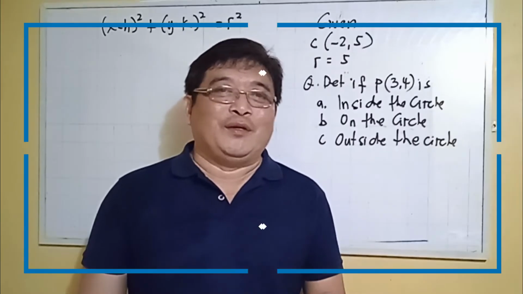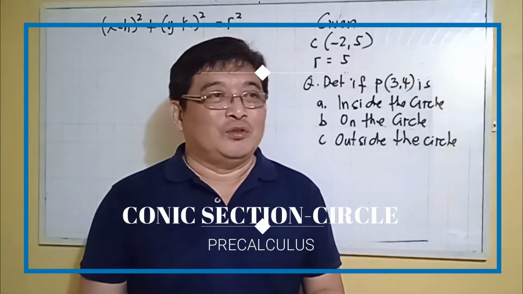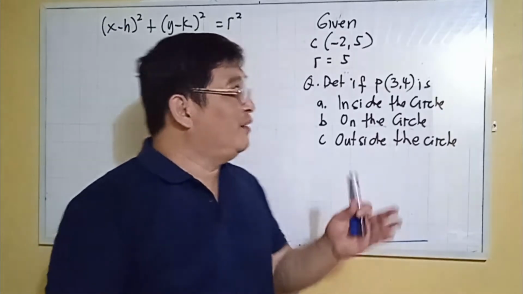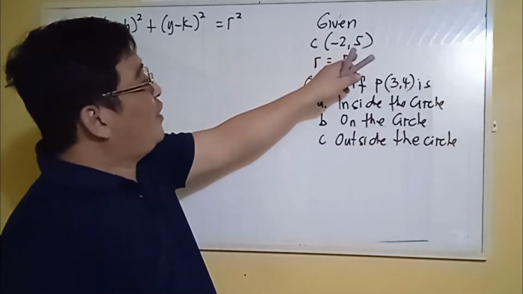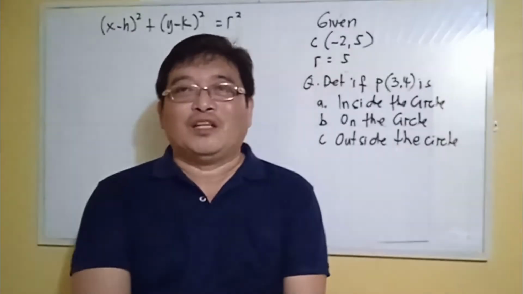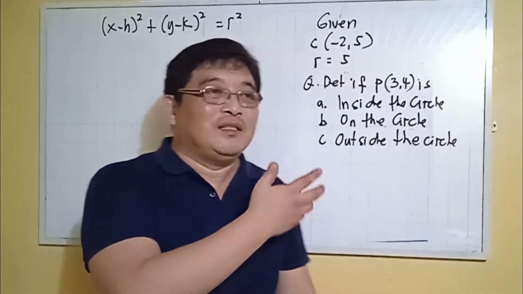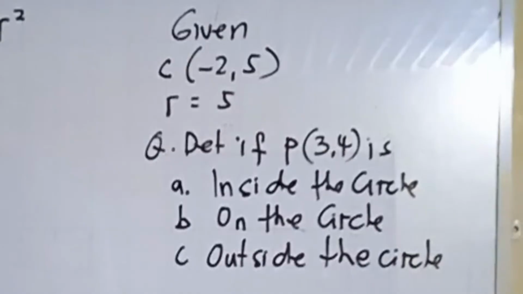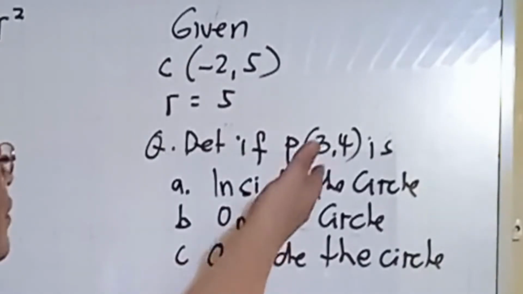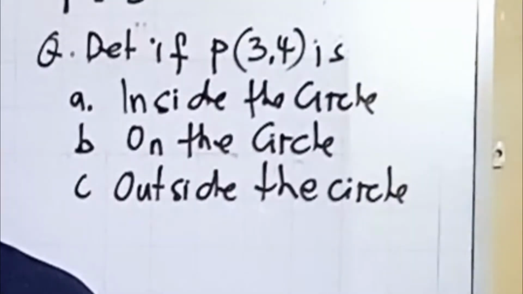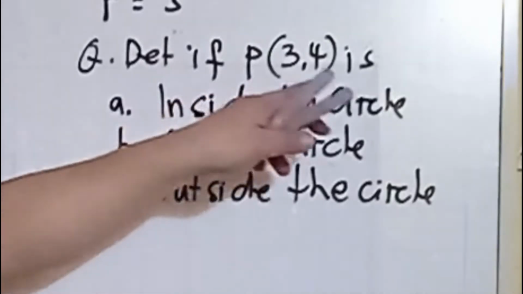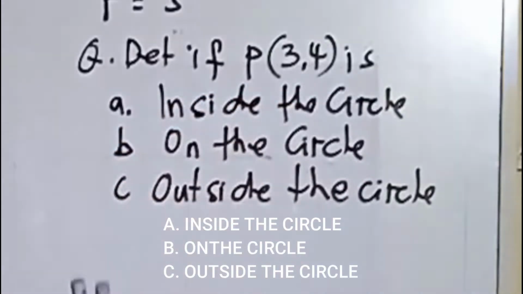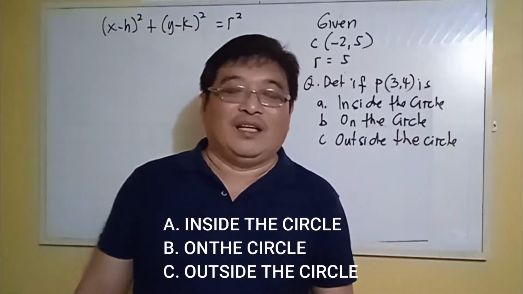Hello class! Ang gagawin natin ngayon ay titignan natin kung meron tayong given points of a circle, center (-2, 5), and radius is equals to 5. Pagka kinuha natin yung equation of this circle in standard form, titignan natin ay kung mag-represent tayo ng point (3, 4), determine if (3, 4) is A inside the circle, B on the circle, C outside the circle.